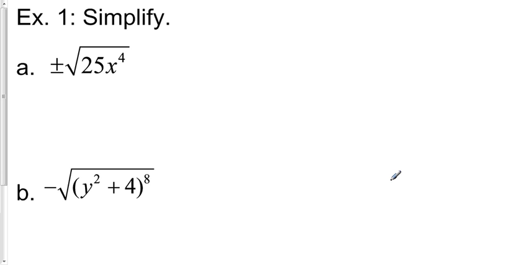In part A, we're going to simplify plus or minus the square root of 25x to the 4th. Now we've seen this square root sign before, so we're kind of used to this one. Our answer is going to keep the plus or minus sign. The square root of 25 is 5, because 5 times 5 is 25. And the square root of x to the 4th is x squared, because x squared times x squared is x to the 4th. So our answer is plus or minus 5x squared.